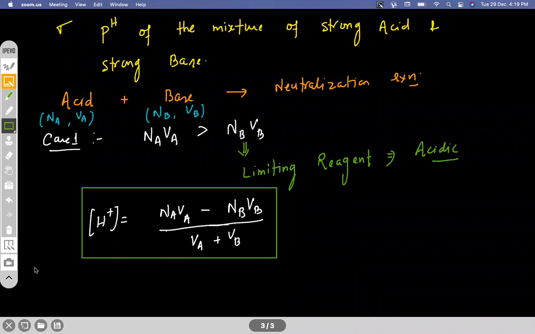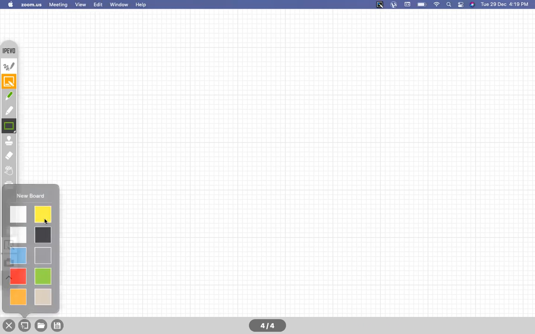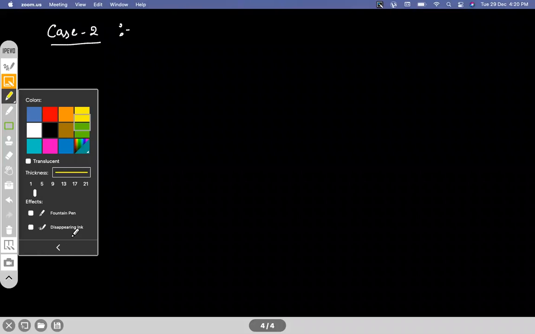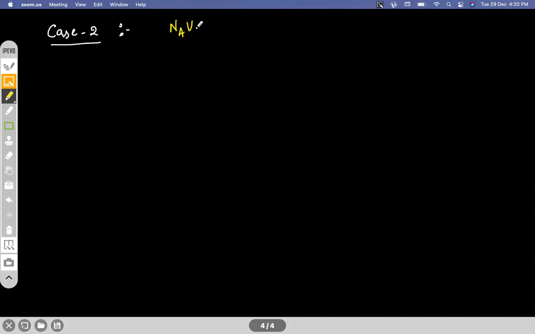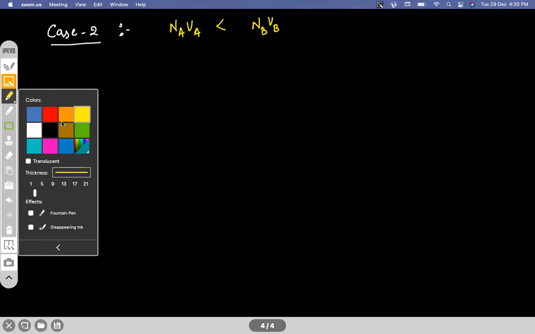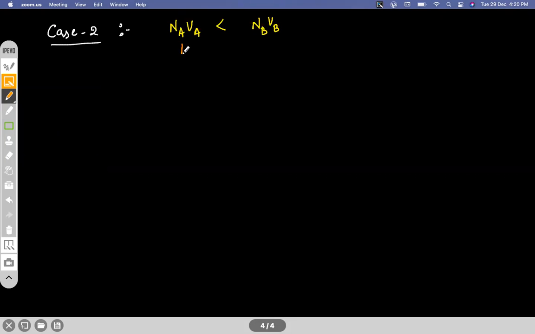Okay. Similarly, we can have the second case. Case two, I am assuming the number of equivalents of acid is less than the number of equivalents of base. So here the condition is exactly opposite, hence the result is also exactly opposite. NaVa, the acid, is the limiting reagent here, and when acid is the limiting reagent, then the solution is basic in nature.